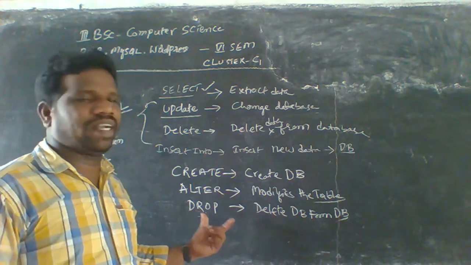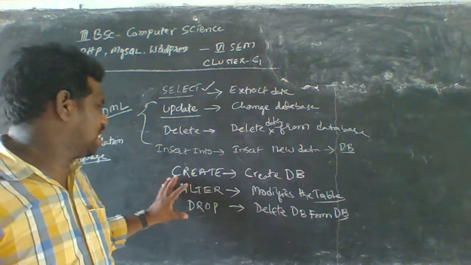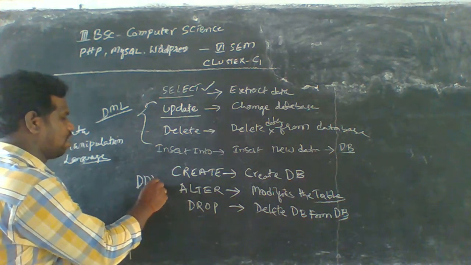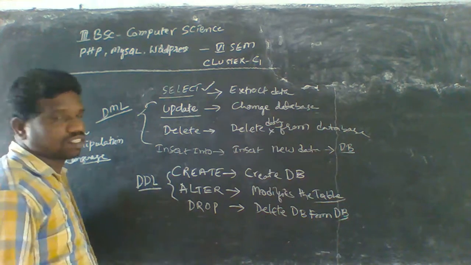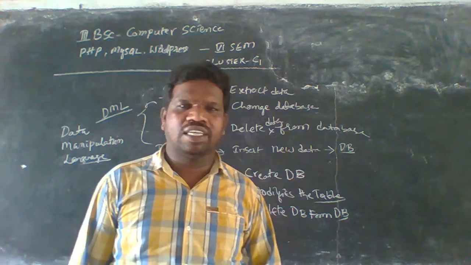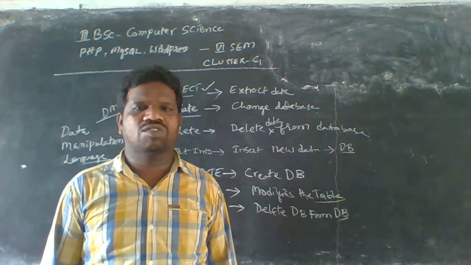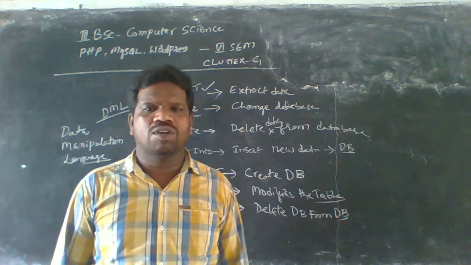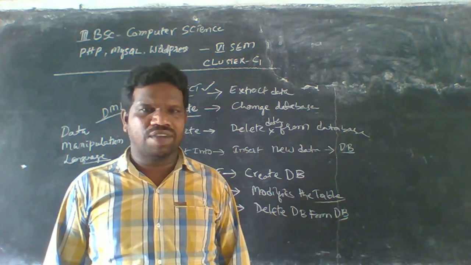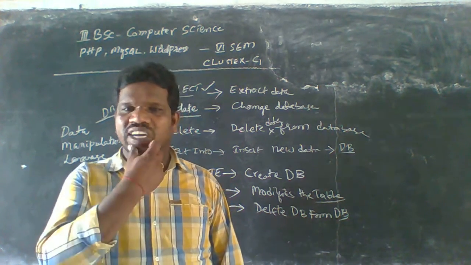So the drop command. Actually, these three commands come under the DDL commands. DDL means Data Definition Language here. And the next one is called drop. Drop is used to delete permanently. We have to delete the database here.